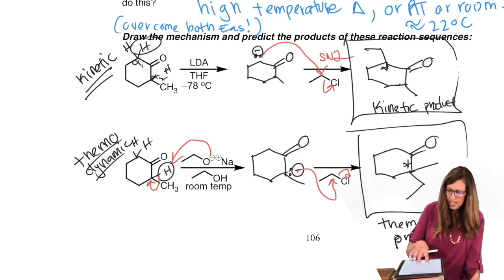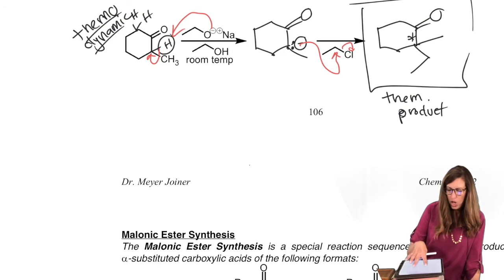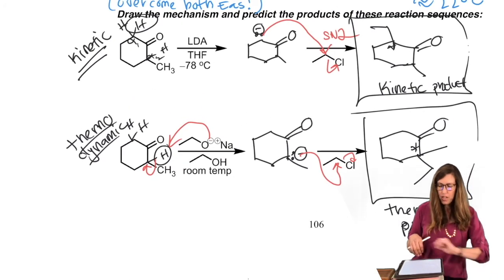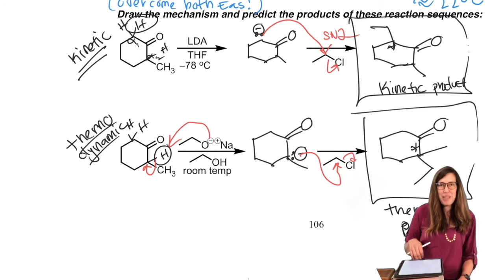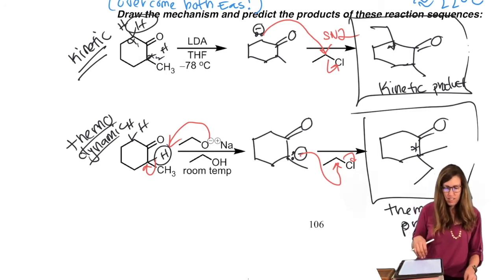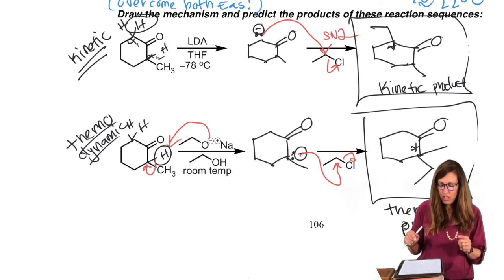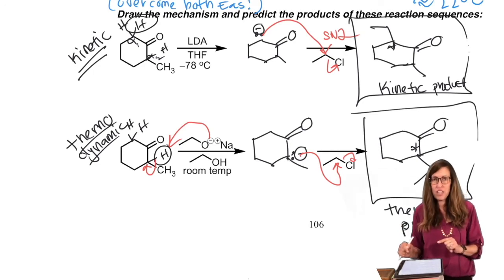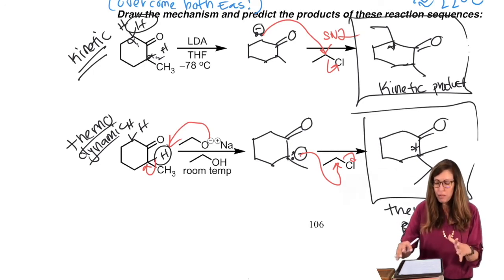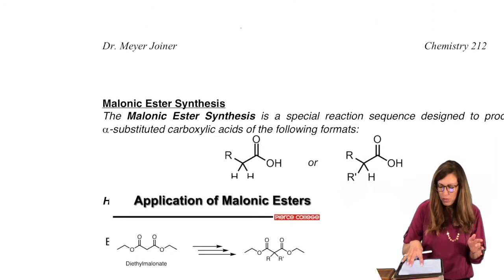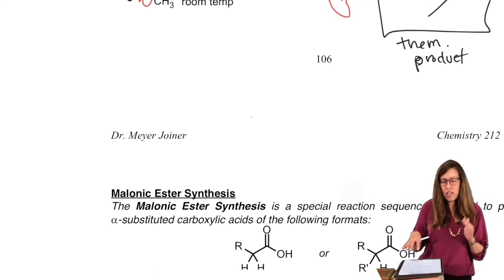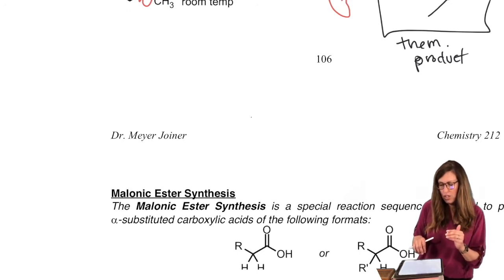All right, so I hope that the thermodynamics versus kinetics is making sense so far. We are going to use a very specific application of enolate alkylation in the next example. So thermodynamics versus kinetics will tell us which alpha carbon gets it. But we're going to move on to another application that has the use of the malonic ester synthesis.